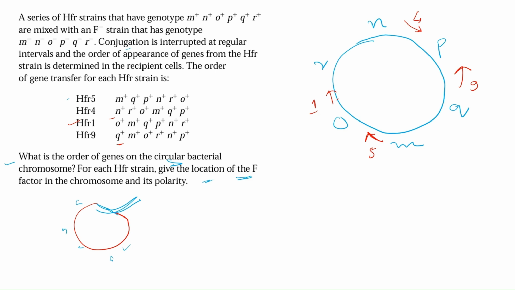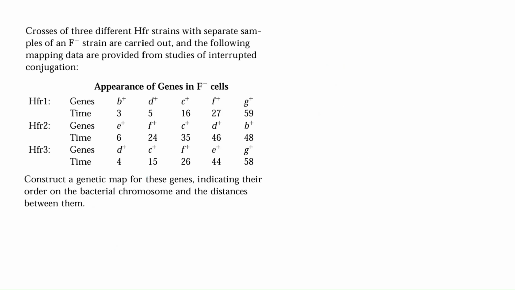Clear? That's how we map the genes and determine the position of the F factor, its polarity, and the distance between the genes. Now this question is for you. You have to construct a genetic map and let me know the distance between the genes.